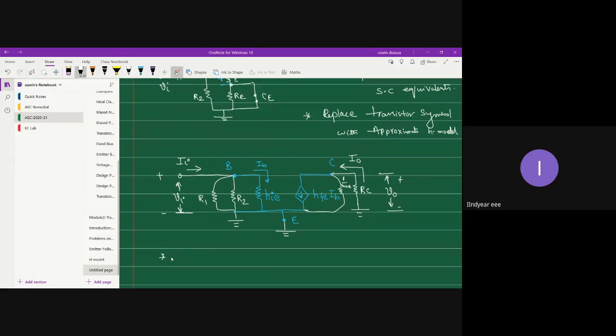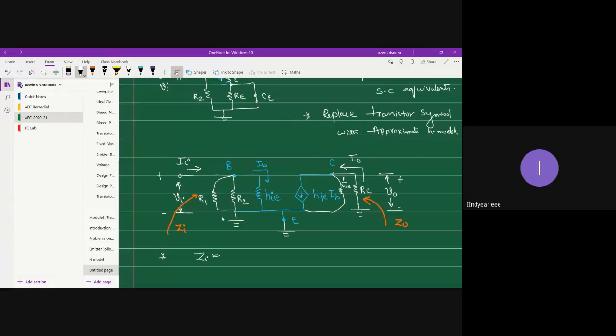Now comes the analysis part. Okay, so let's start with input impedance Zi. By now I think you are very familiar with how to extract input impedance, output impedance, etc. On the input side you have the base node and the ground node. Of course, you have the emitter node, which is common to the input circuit as well as the output circuit, but the emitter terminal is already at ground potential.